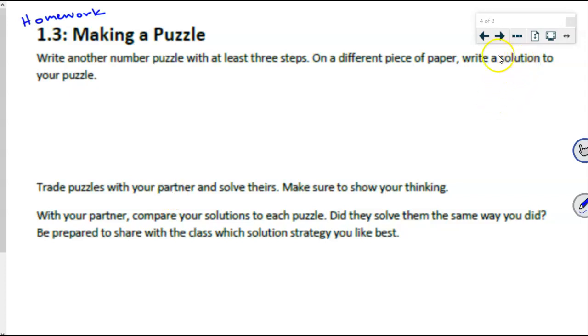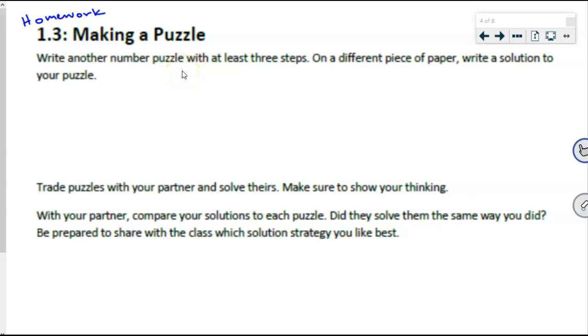On a different piece of paper, write a solution, which means maybe on the front side of your paper you're going to do your number puzzle. On the back, you're going to write the solution, just because I don't know if there is enough space here. Tomorrow, we'll trade puzzles with a partner to solve them. We can't do that at home. So part of your homework is writing that puzzle, and then we'll trade those puzzles in class tomorrow. Any questions on the expectation for that one?